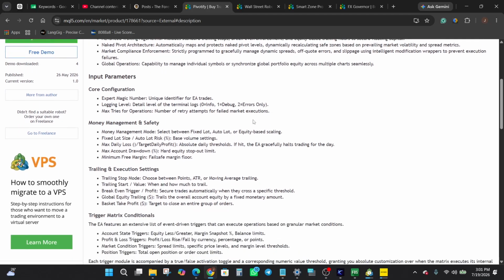Okay, so now moving into the input parameters, money management options include fixed lot, auto lot, or equity based scaling with daily loss and profit thresholds. All right, a maximum account drawdown limit and a minimum free margin fail safe. Trailing and execution settings include point based, ATR based, or moving average based trailing modes, break even triggers, a global equity trailing function, and a basket take profit target for closing a full group of orders together.